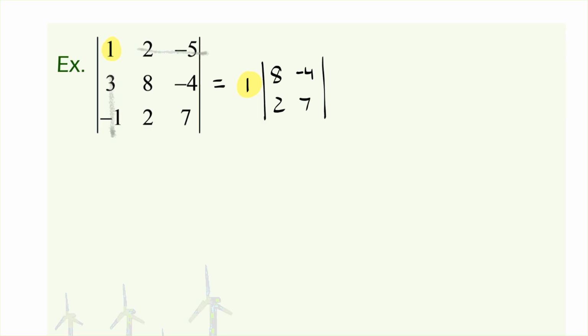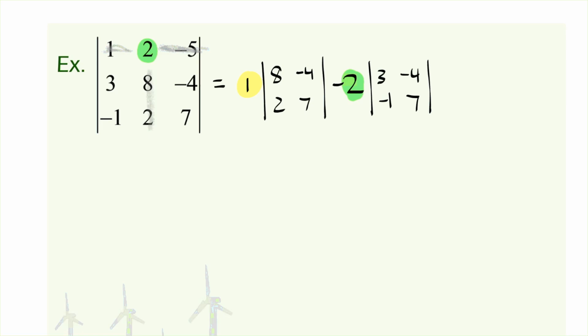Then I'm going to work my way across that row. I'm going to write -2 because of the plus minus plus pattern. So plus minus 2. And then I'm going to cross out the row and the column that 2 is in. And I'm left with the mini matrix 3, -1, -4, 7. Okay, so that's the cofactor for the 2.